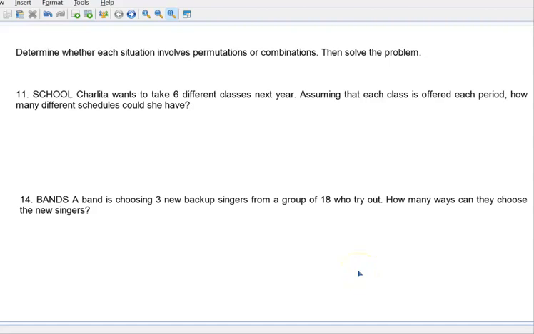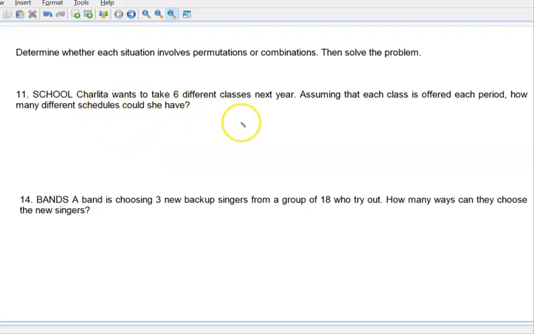I thought I would do a few of these problems from the lesson on permutations and combinations, just to maybe help provide a little more clarity to what we talked about in class today. So I've chosen, as you can see there, 11 and 14. So let's take a look at number 11.